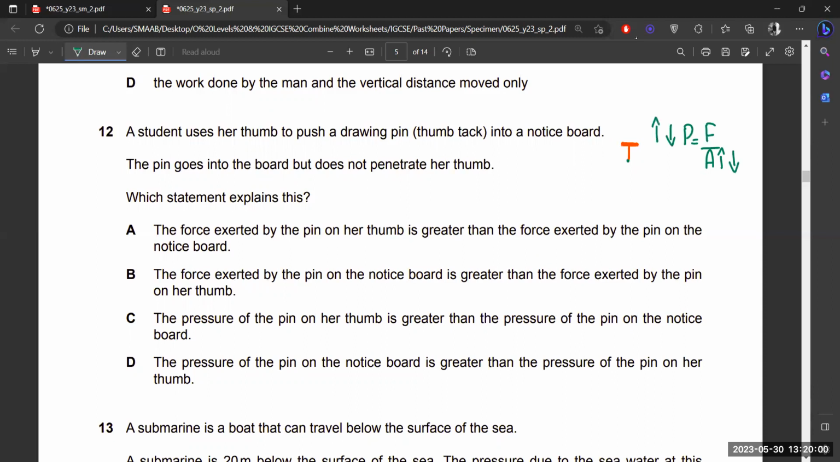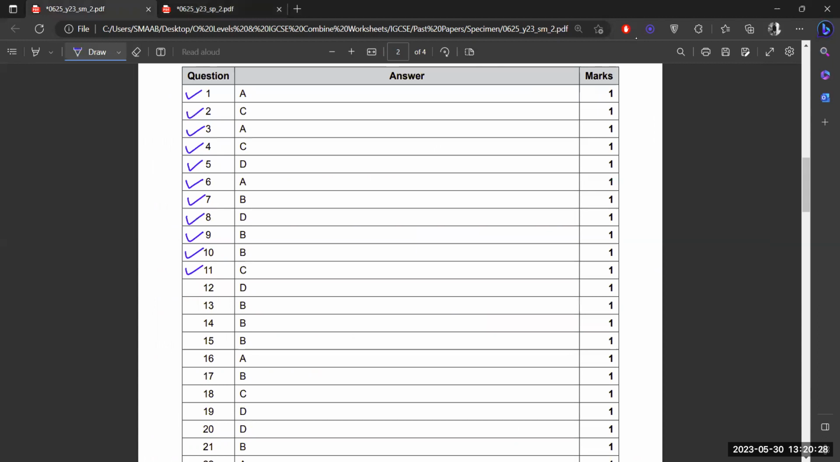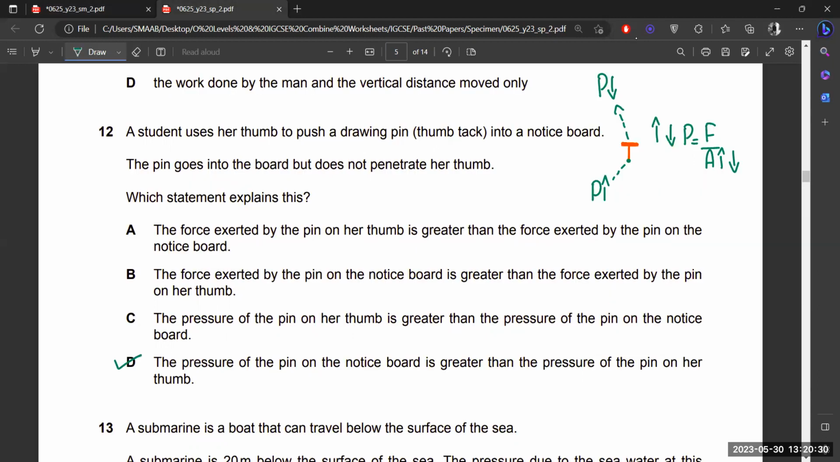So at the tip, we have a higher pressure, and on the top side, the pressure will be low compared to the tip of the pin. It means that the pressure will be greater while we are pushing into the notice board. So the pressure of the pin on the notice board is greater than the pressure of the pin on her thumb. That is the simple choice, option D. Because we know that pressure is inversely proportional to cross-sectional area, and the cross-sectional area of the tip is less compared to the upper surface of the thumb pin.